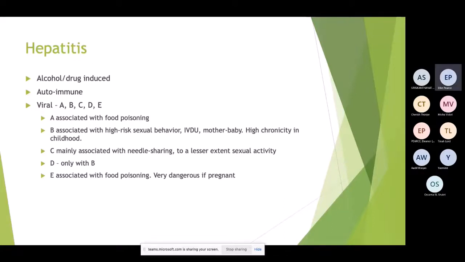Hepatitis C is predominantly associated with sharing needles or tattoos in risky places, and to a lesser extent with sexual activity. Hepatitis D you can only catch if you have also got hepatitis B, and hepatitis E is also associated with food poisoning. The key thing to remember with that is that it's very dangerous in pregnant women, and can make them very unwell.